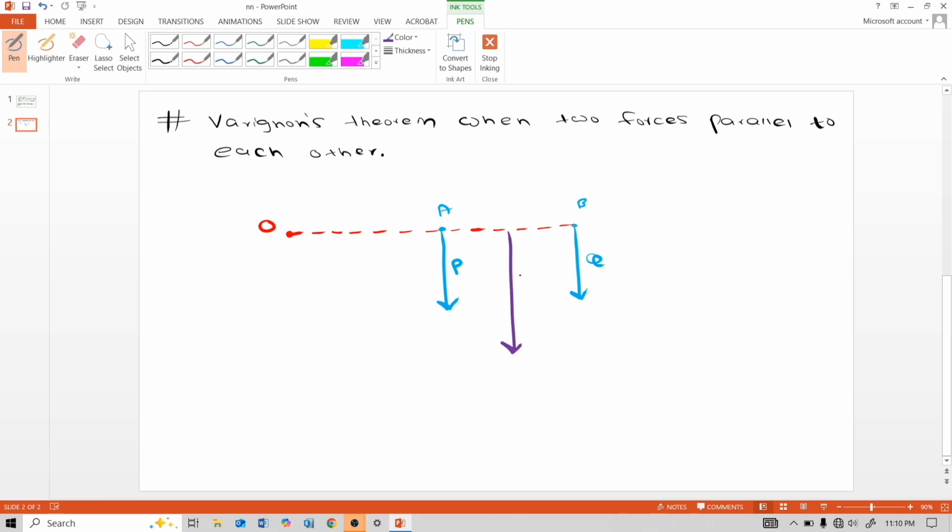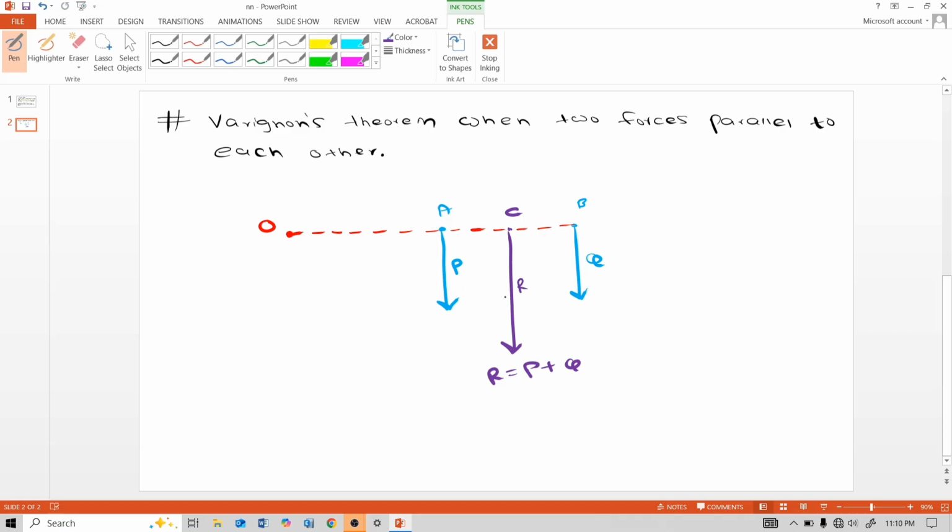This is the resultant. R is equal to P plus Q, and let us assume this point as C. This C point is also in the same plane where the A, B and O points are. So let us take moment here at C point.